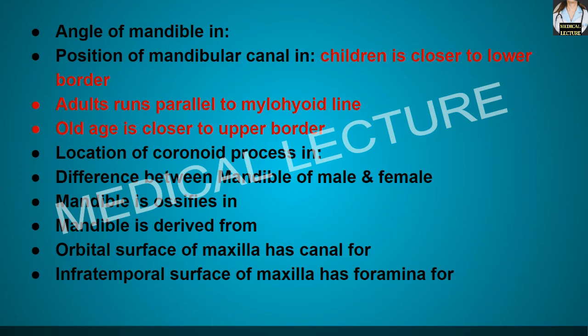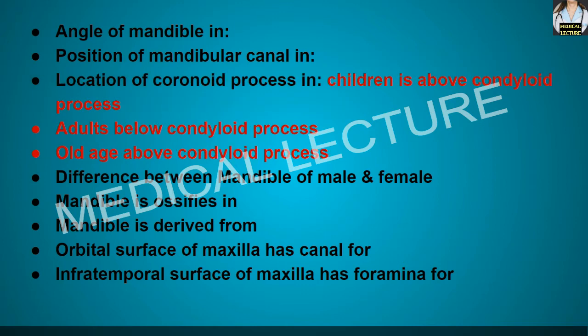Now you may know that the mental foramen actually leads to the mandibular canal. So if the exam asks what is the location of the mental foramen, you can write the same answer as for the mandibular canal. Okay. Now next is, what is the location of the coronoid process in the children, adult and the old age? In the children it is above the condyloid process, in the adult it is below the condyloid process, and in the old age it is actually above the condyloid process.